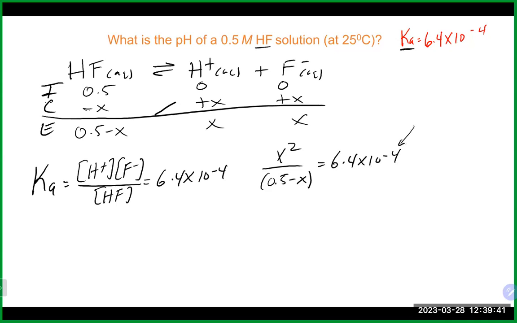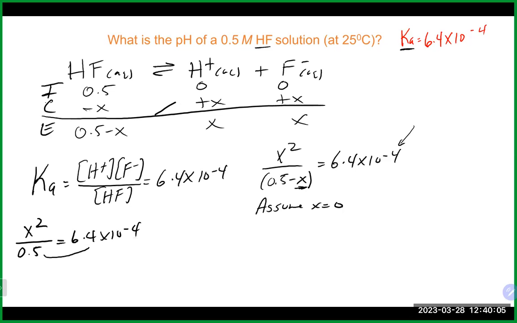Once again, this is a smaller value for the equilibrium constant, which means we can assume x is equal to 0. Remember, it is only going to be really, in this case, the x that we're subtracting from a number. That's going to get us x squared divided by 0.5 equals 6.4 times 10 to the minus 4.